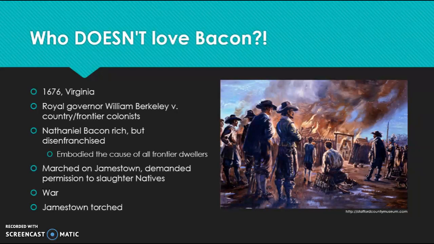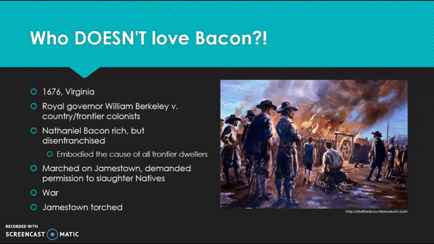They eventually march on Jamestown, and they demand this permission to slaughter them. They still don't get it. They end up torching the city of Jamestown, which is depicted here in the picture. And, you know, William Berkeley and the other people in charge, these wealthy white dudes, are definitely trying to put down this rebellion. They're upset. They're going to war with these colonists. And what happens, mainly what ends this rebellion, is that Bacon dies.